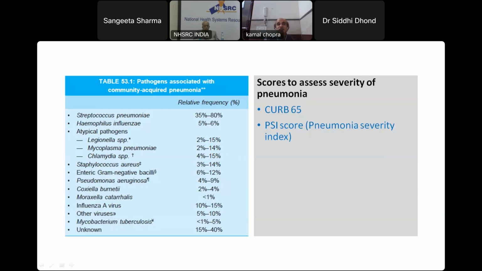Now, for management purposes, we have 2 tools to assess the severity of pneumonia. Because based on the severity of pneumonia, the treatment guideline is made, depending on when antibiotics are needed, whether the patient is to be treated outside the hospital, as an OPD patient, or needs admission. The first and more common is CURB-65. This is the index, and then PSI is the pneumonia severity index. We will see what the index is, and based on the index, treatment is decided.